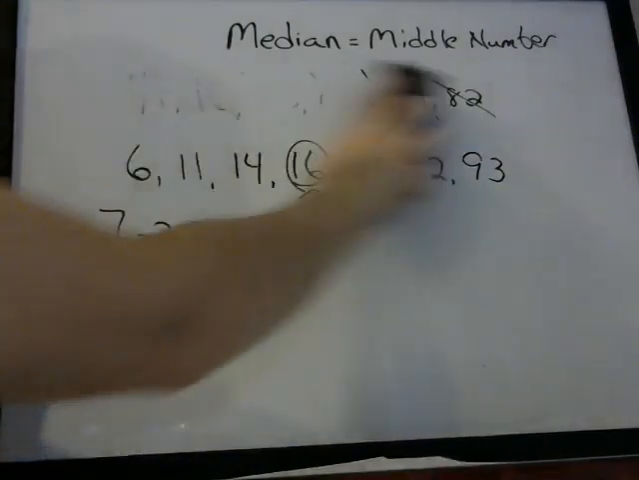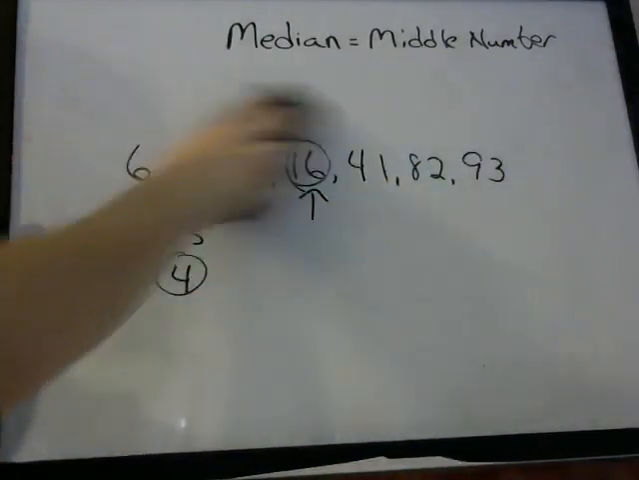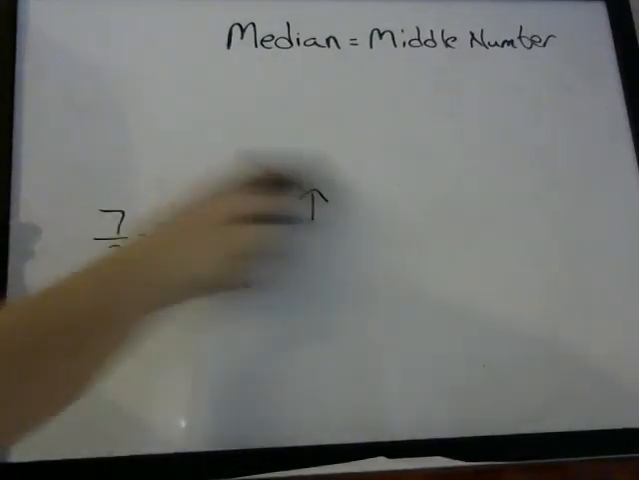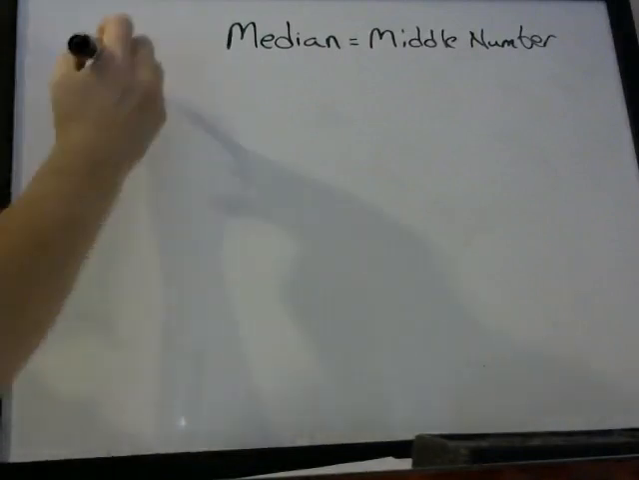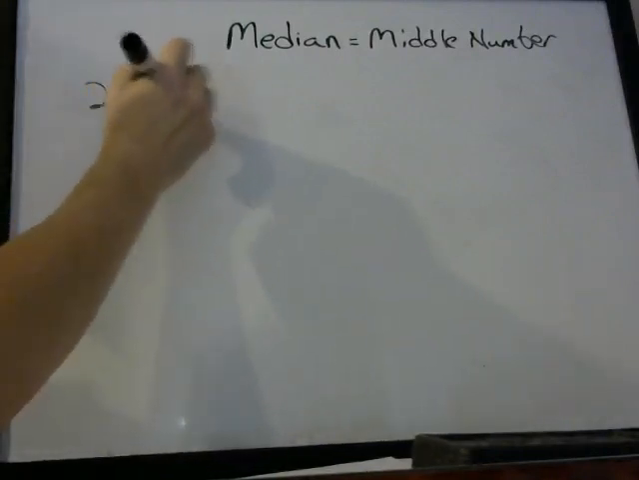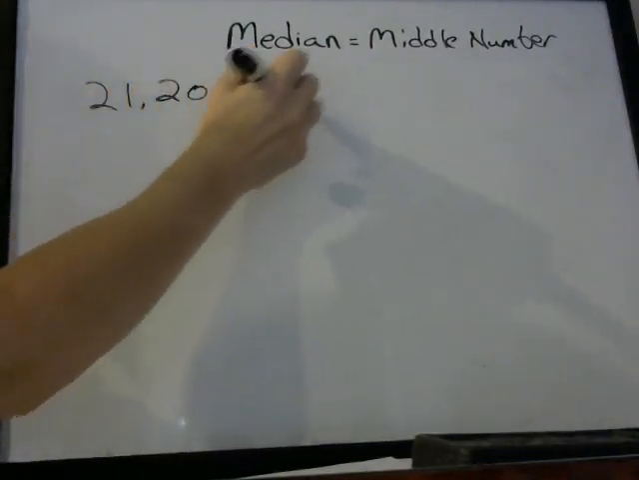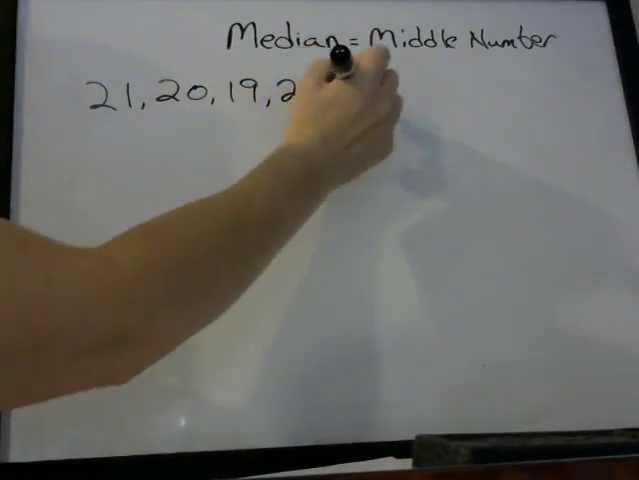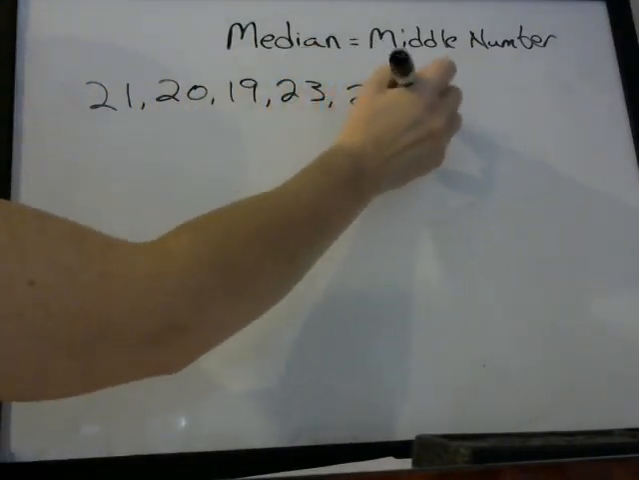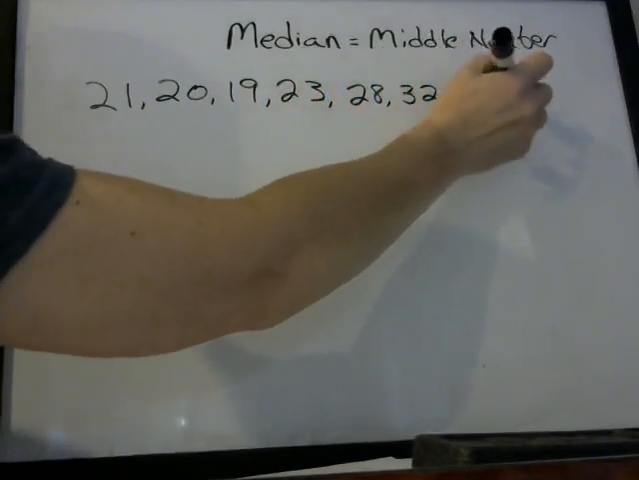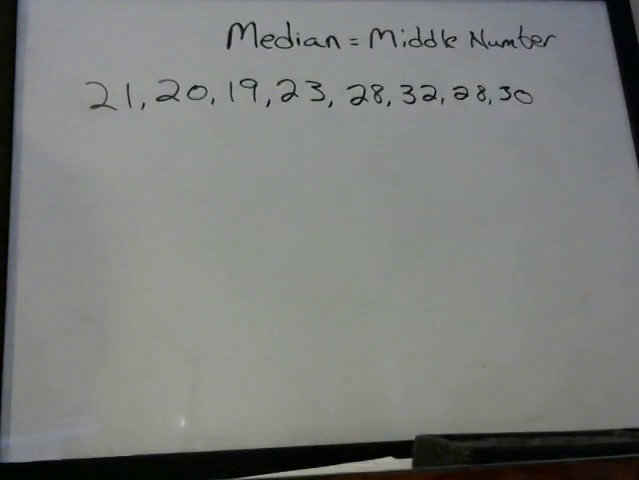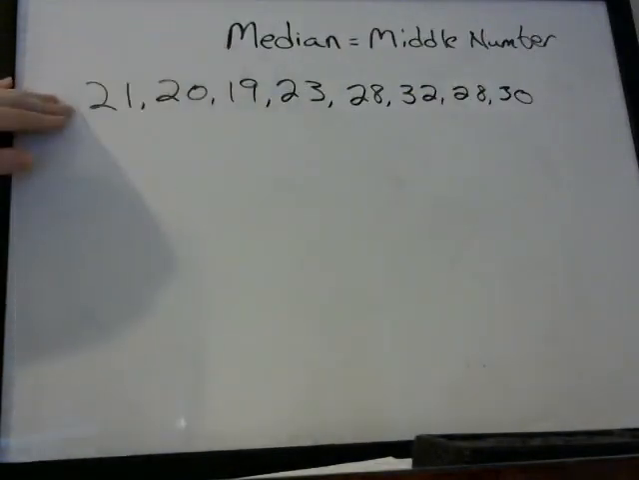So that was an odd number in our data set. Let's say we have an even number in our data set. So let's say our data set is 21, 20, 19, 23, 28, 32, 28, and 30. Again, we see the word median in the question. We're immediately going to just write these numbers in ascending order.